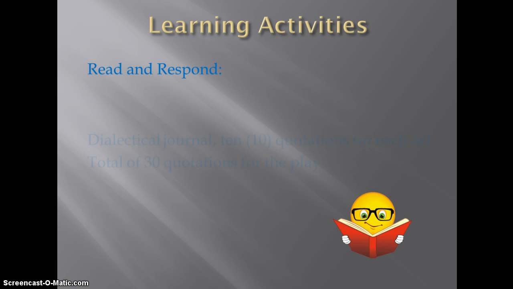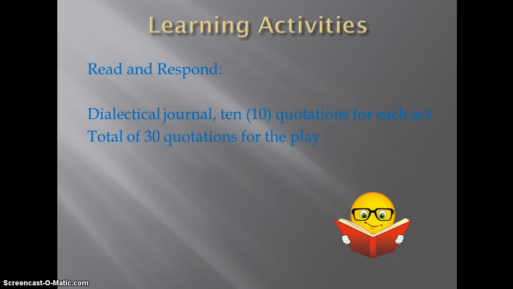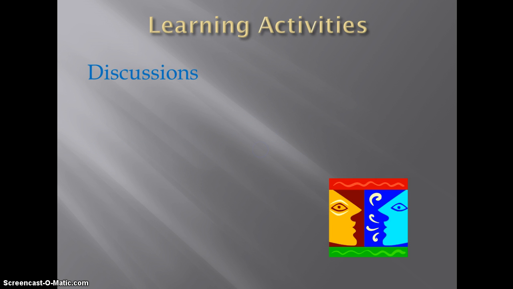As you're reading, you'll be doing basically a dialectical journal. This is a 2-column journal where you'll write quotations from the play on one side, and you'll write your response to that on the right side of your page. So a 2-column note-taking type thing. You'll get a total of 30 quotations from the play, and you'll be using those quotations when you write about the play, both in your theme essay and in some of the discussion boards and other literary element pieces we look at. Obviously, there will be discussion boards.